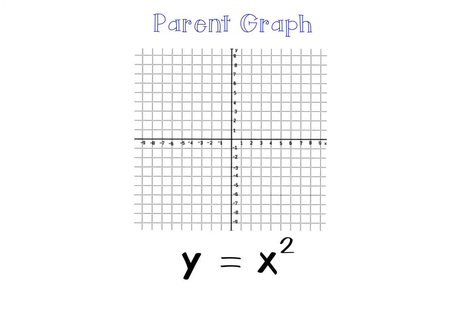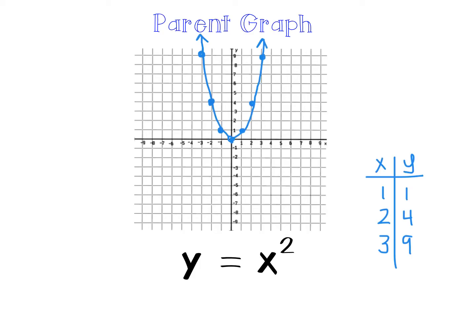Alright, so let's do a little bit of review of the parent graph. So the parent graph of quadratic we learned right at the beginning of school is y equals x squared. So I'm taking any input, multiplying it by itself to get the output. So let's make the table and the graph. Go ahead and pause the video just for a quick review.